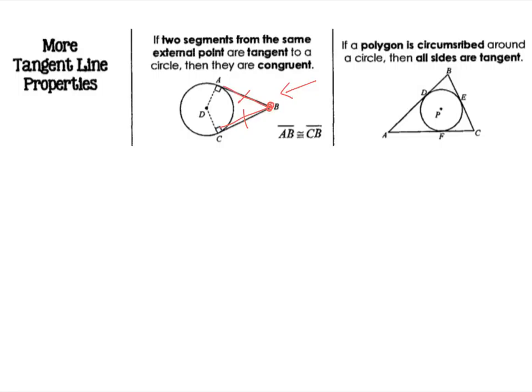It says if a polygon is circumscribed around a circle, then all sides are tangent. So that means that DA is the same as FA, DB is the same as BE, and EC is the same as FC because they're all tangent. So we're going to be able to take those properties and solve problems using those 2 properties. Here goes.